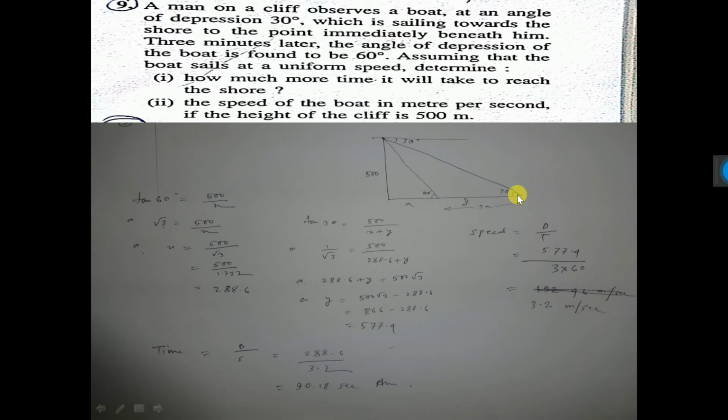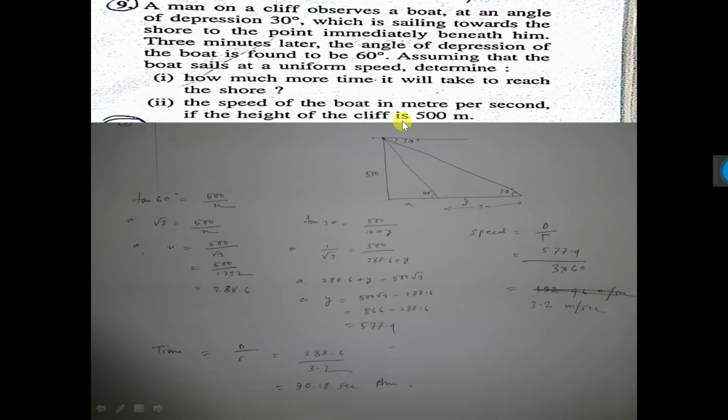And it took 3 minutes to come from here to there. It is told it took 3 minutes. 60 degrees it has come. Now, assuming that the boat sails at a uniform speed, determine how much more time it will take to reach the shore. That means x distance will be what? What will be the distance x? How much more time required? That means to cover this distance, what time is required?